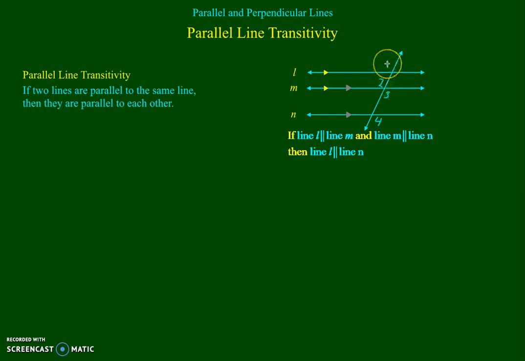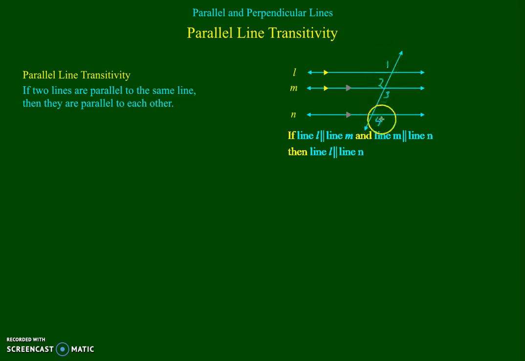And now we can see that angle 1 is congruent to angle 4 because this is congruent to this, this is congruent to this, and this is congruent to this. Therefore, this is congruent to this. That's the transitive property. So angle 1 is congruent to angle 4.